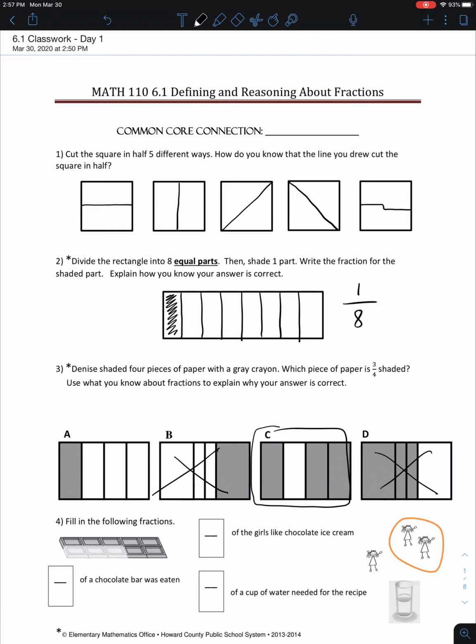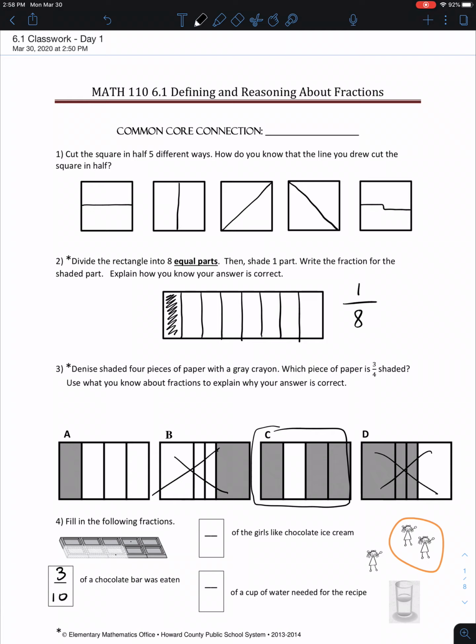And then for 4, we've got a couple different models. We've got a chocolate bar where 3 pieces are taken away. If we wanted to write a fraction for the chocolate bar that was eaten, 3 pieces were eaten, and how many pieces were there total? We've got 1, 2, 3, 4, 5, 6, 7, 8, 9, 10. You do want to count the ones that were eaten as part of the total because they were there originally. So 3/10 of the chocolate bar was eaten.